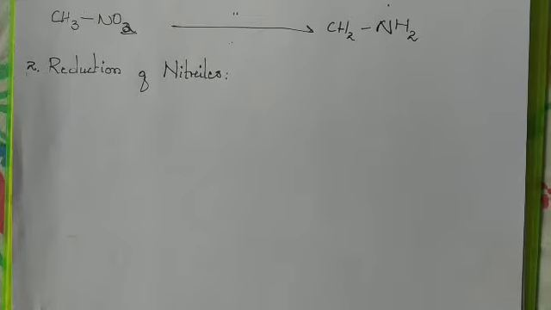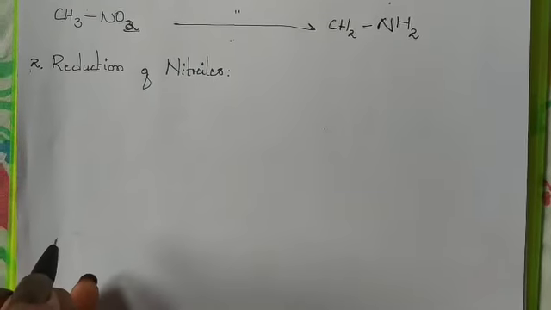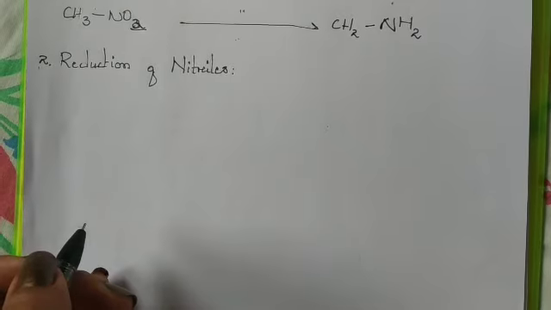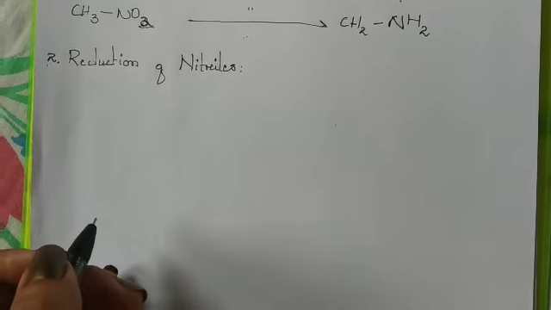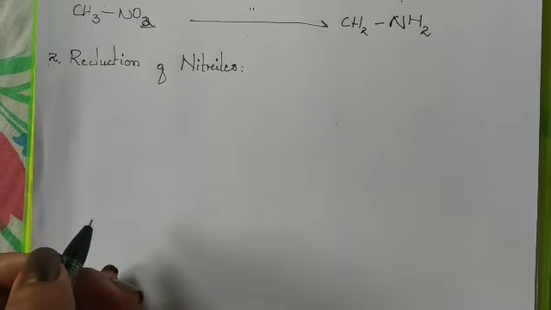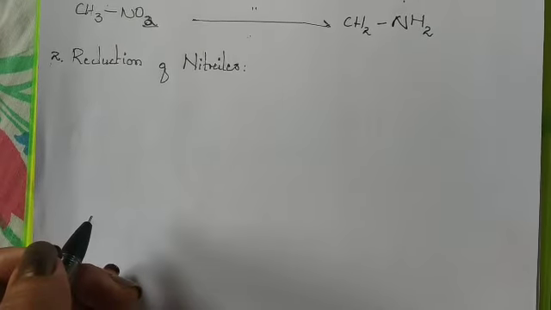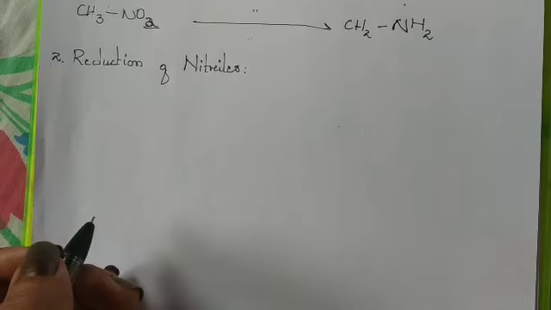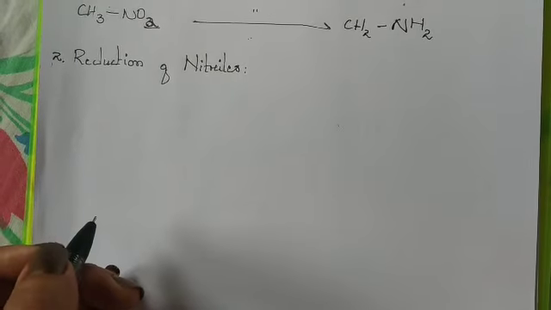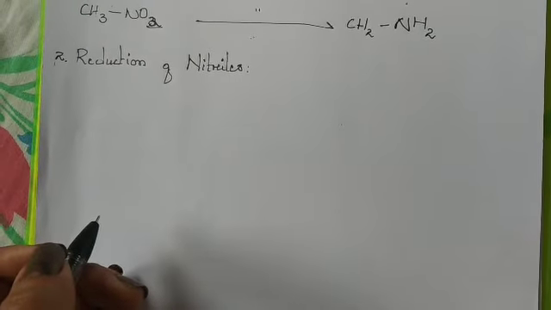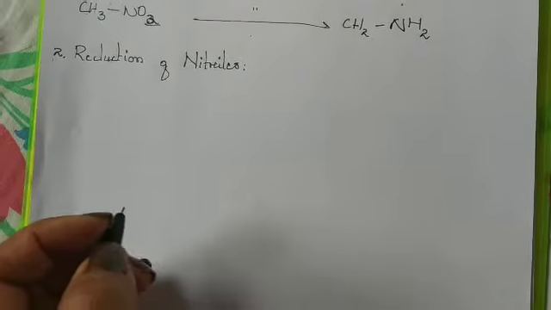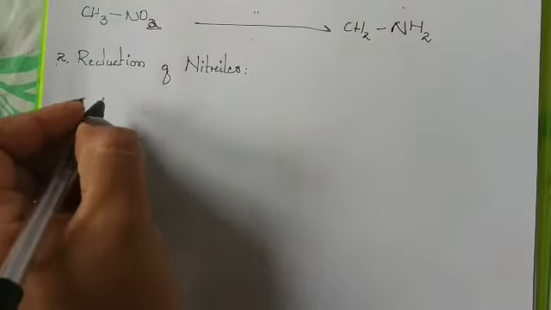Now, let us see the second reduction method, that is the reduction of nitriles. Nitriles on reduction with lithium aluminum hydride or catalytic hydrogenation produce primary amines. And this reaction is used for ascent of amine series, that is preparation of amines containing one carbon atom more than the starting amine.